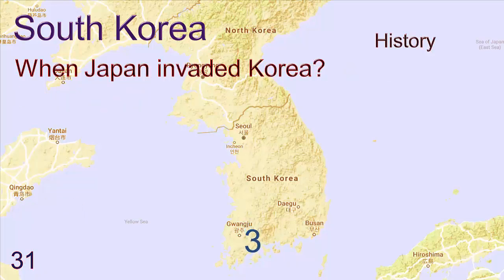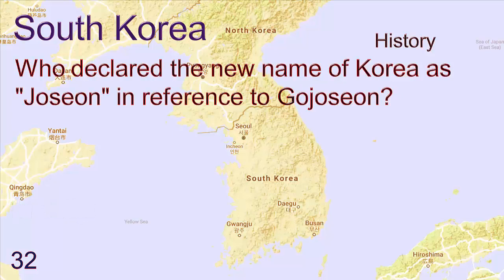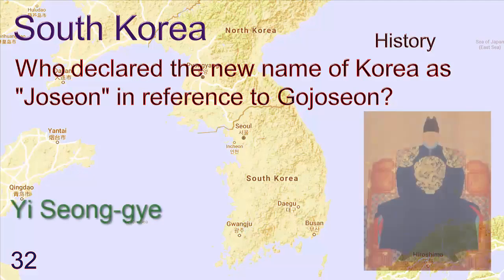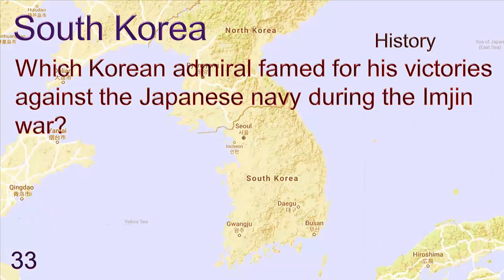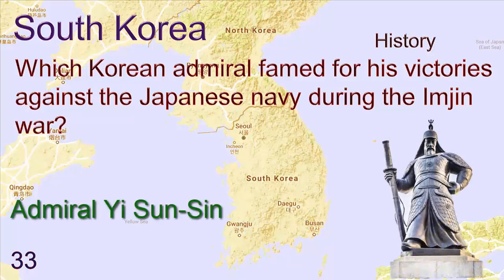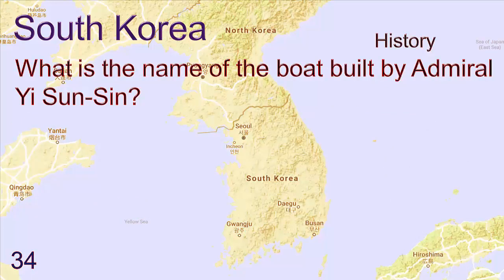When did Japan invade Korea? In 1592. Who declared the new name of Korea as Joseon in reference to Gojoseon? Lee Seong-gye. Which Korean admiral was famed for his victories against the Japanese Navy during the Imjin War? Admiral Lee Sun-sin. What is the name of the boat built by Admiral Lee Sun-sin?